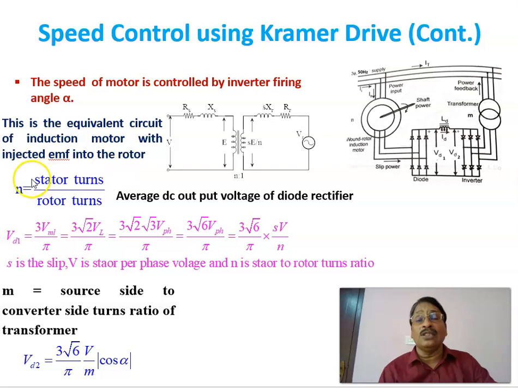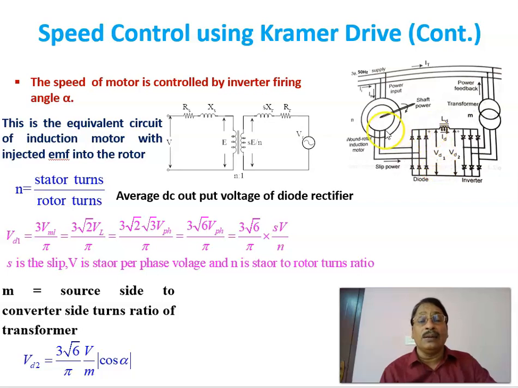Now coming to this N, which is equal to the stator number of turns divided by the rotor number of turns, or that is the stator to rotor turns ratio. And similarly, M is the ratio of the transformer from the source side into the converter side. Now coming to the mathematical explanation of this one.